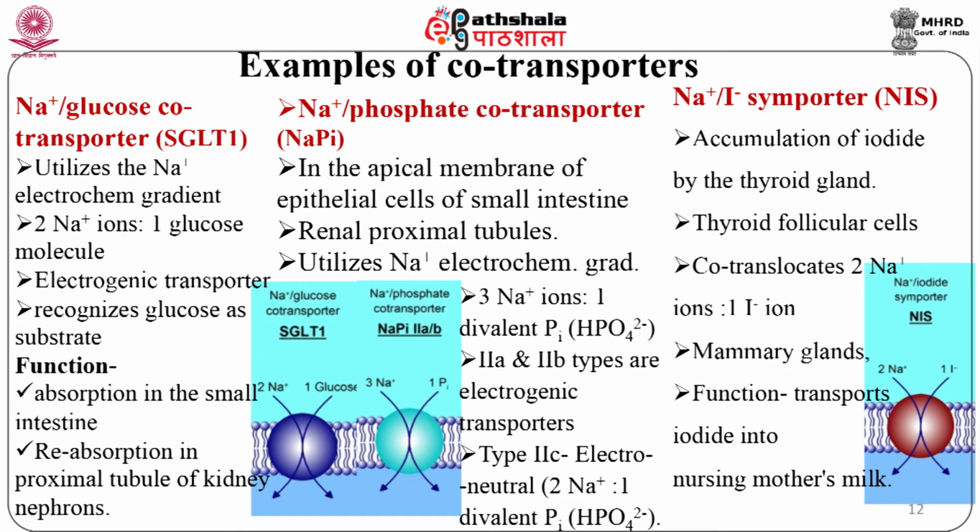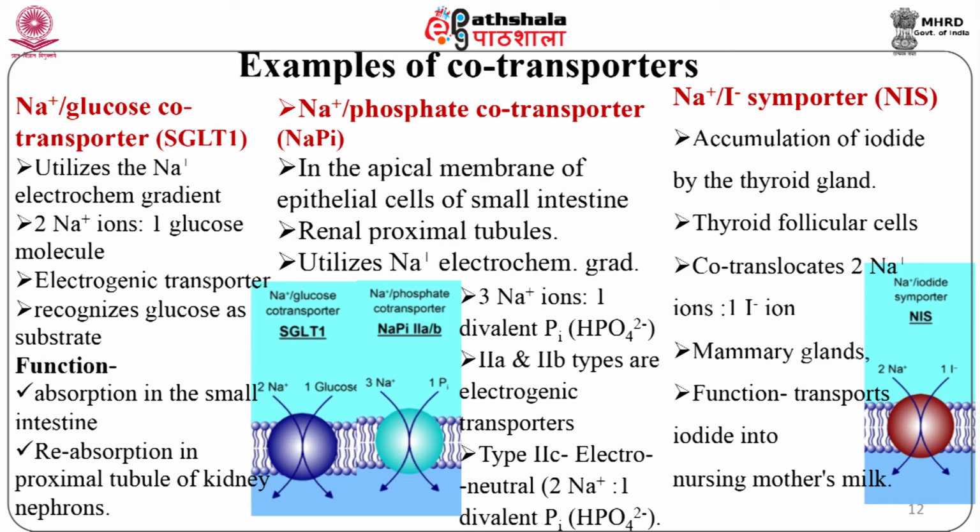For every transport cycle, NaPi type 1 as well as type 2 couples the inward translocation of 3 Na+ ions to 1 divalent Pi. Thus, NaPi types 2A and 2B are electrogenic transporters. The third type, NaPi 2C, which is not shown here, is electroneutral with a coupling stoichiometry of 2 Na+ to 1 divalent Pi.